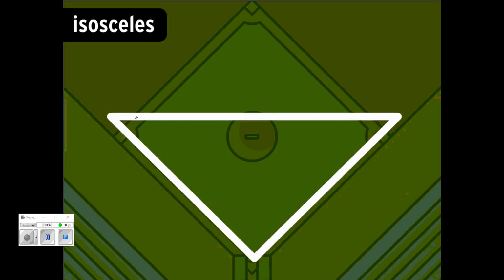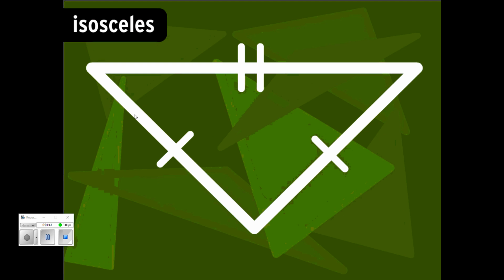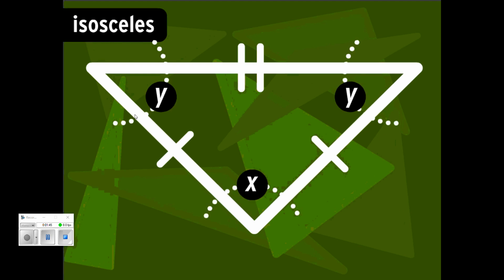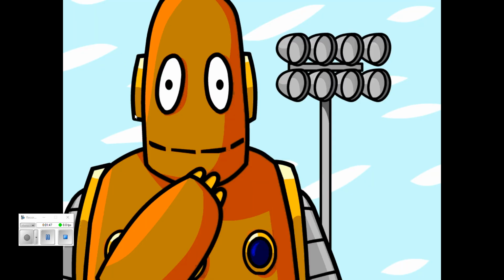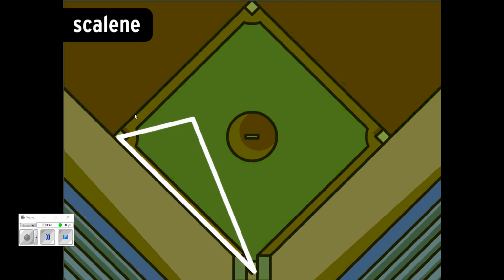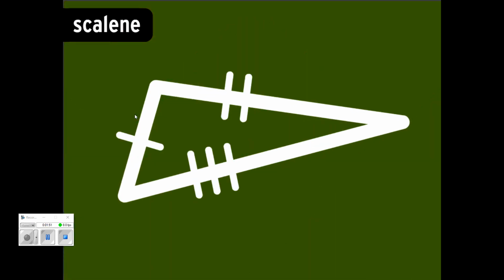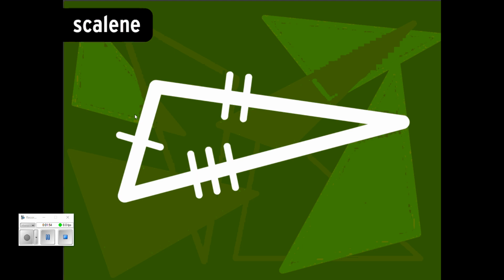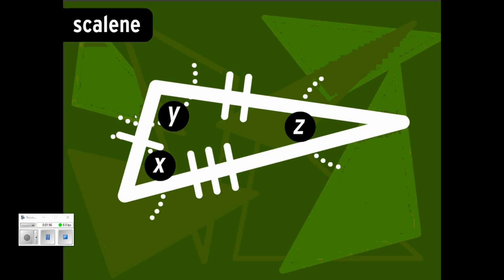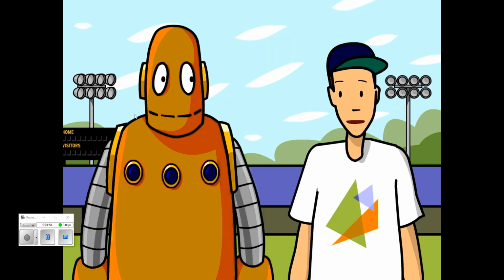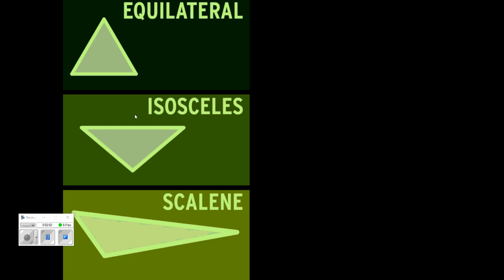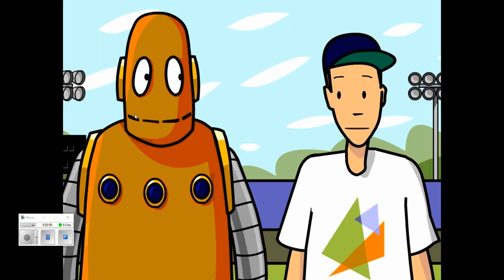Isosceles triangles have at least two sides that are the same length. At least two of the angles will be equal as well. Scalene triangles have three sides of different lengths. Every angle in a scalene triangle is different from every other angle. Correct. Equilateral, isosceles, and scalene triangles are all classified by comparing the lengths of their sides. Yep, I did say that we also classify triangles by comparing their angles.